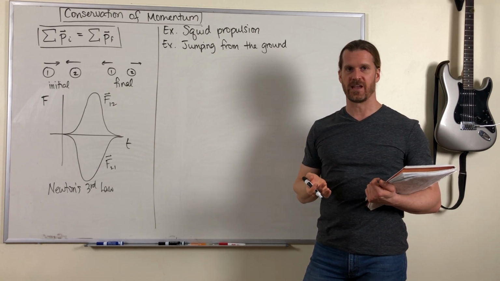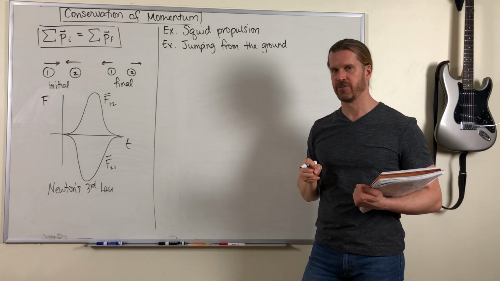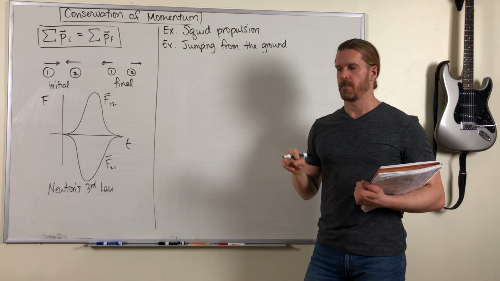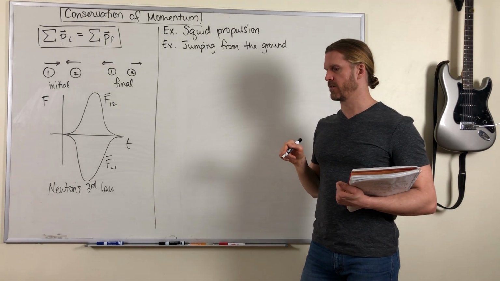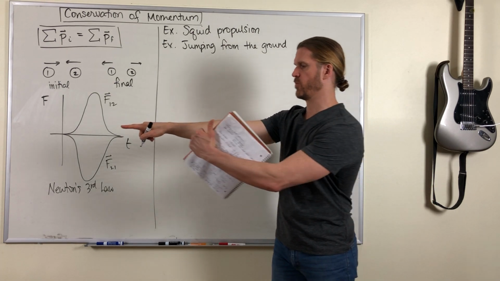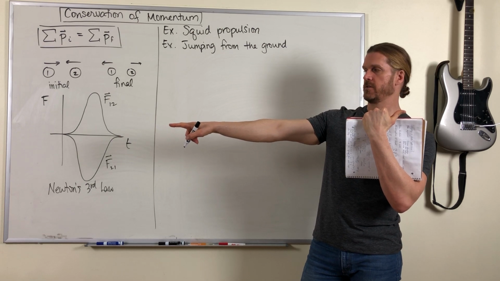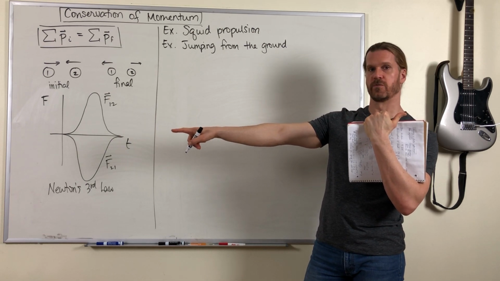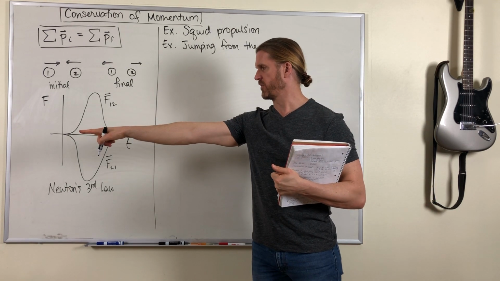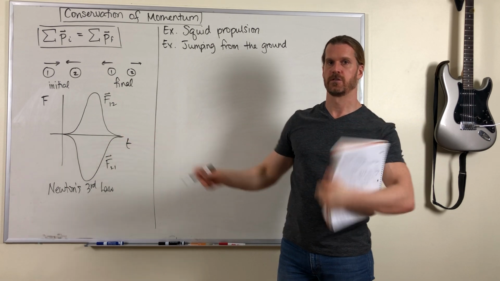A squid is able to swim because it's pushing against water it shoots out of its body. The squid applies a force that way to the water. By Newton's third law, the water applies a force of equal magnitude in the opposite direction to the squid, so it moves. The ejected water has momentum going this way, the squid acquires momentum going the opposite direction.